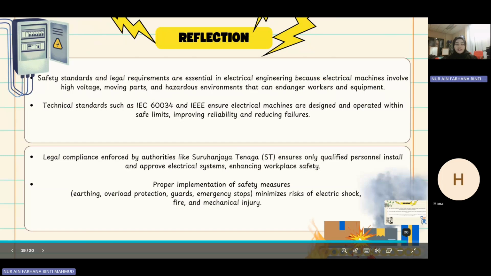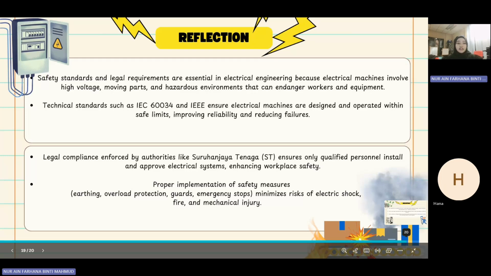The reflection of this assignment. Safety standards and legal requirements are essential in electrical engineering because electrical machines involve high voltage, moving parts, and hazardous environments that can endanger workers and equipment. Next, technical standards such as IEC 60034 and IEEE ensure electrical machines are designed and operated within safe limits, improving reliability and reducing failure.